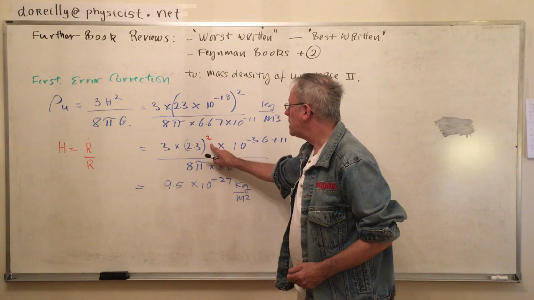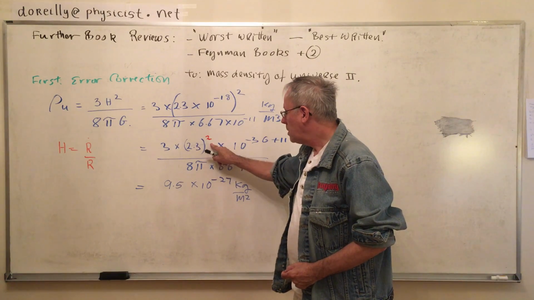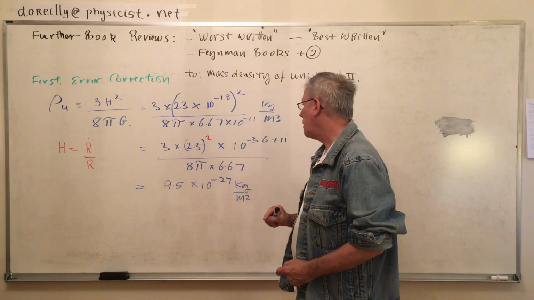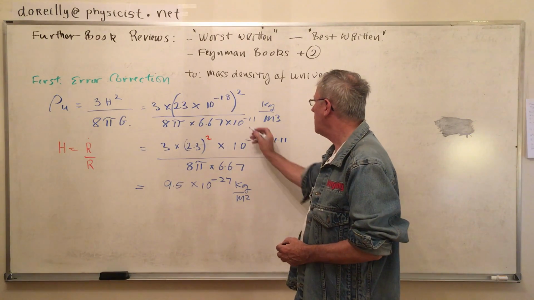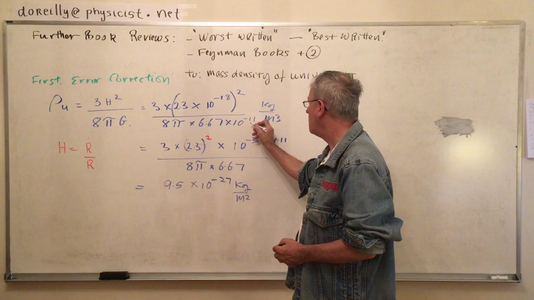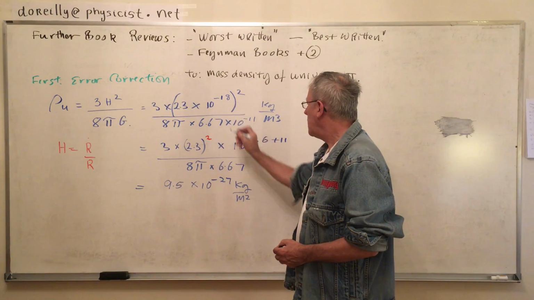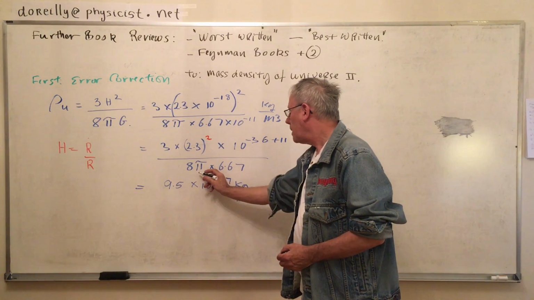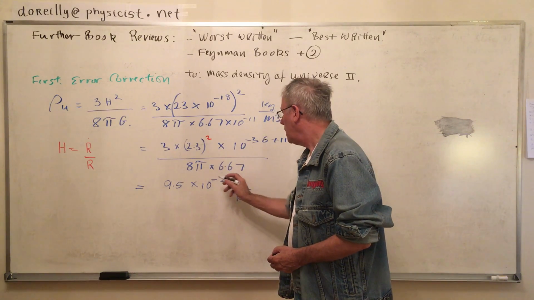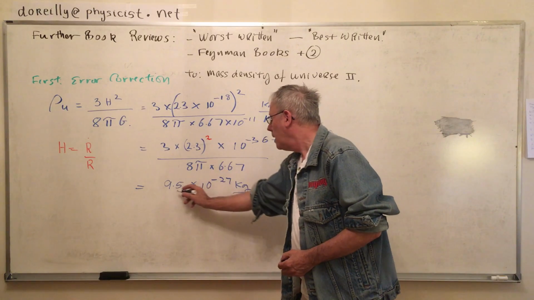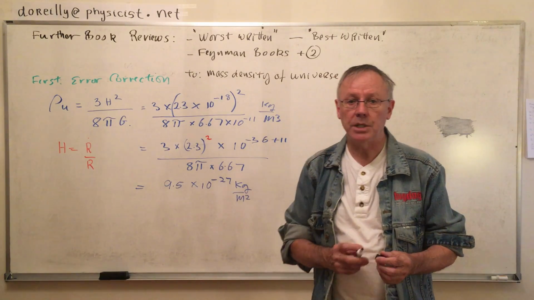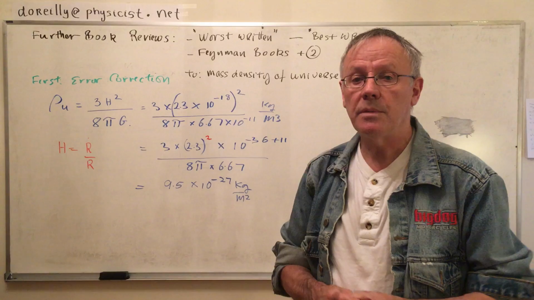I forgot to square this number the last time, so I got a wrong number, but this time I'll square it. This is 36 by 10 to the power of minus 11, because when I bring 11 upstairs it becomes positive 11. Twice 18 is 36. So I get 3 times this squared over 8 pi times 6.67, the whole thing, gives me 9.5 by 10 to the power of minus 27 kilograms per cubic meter.